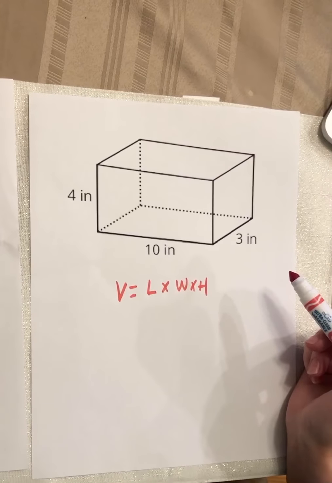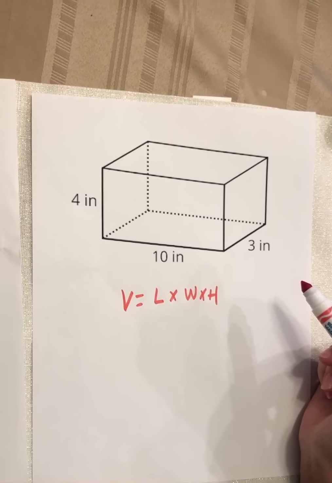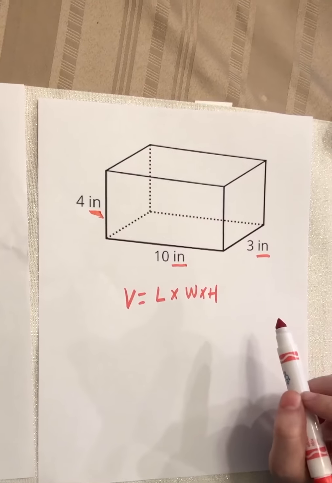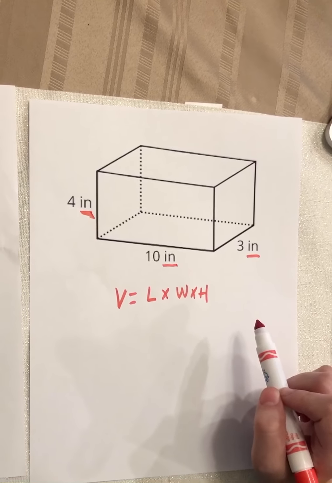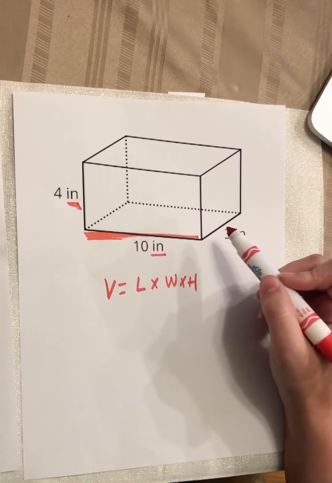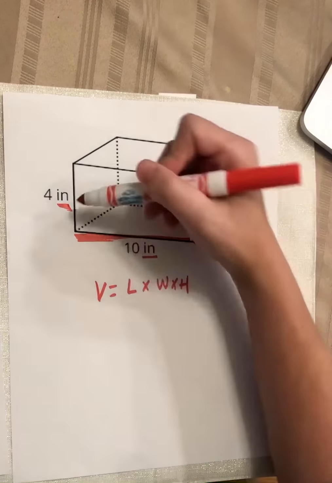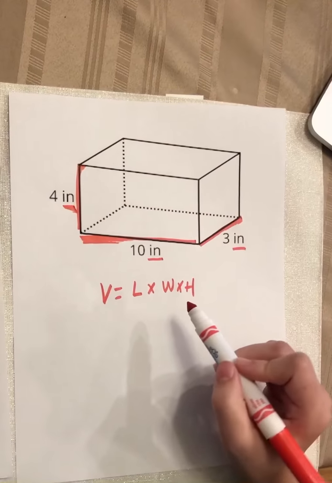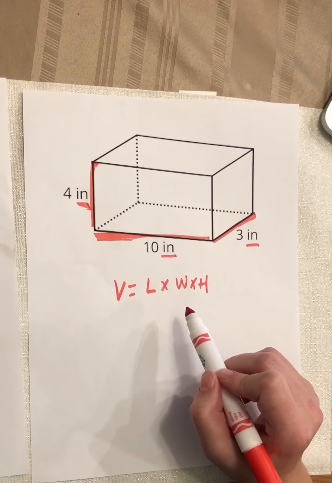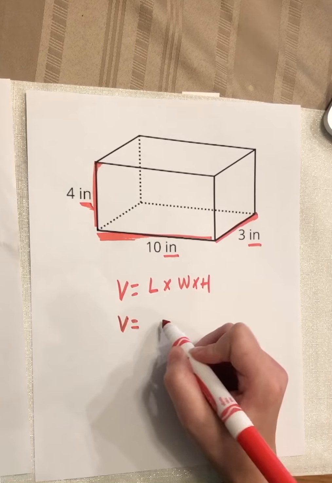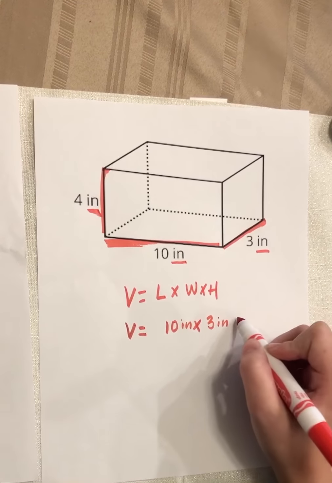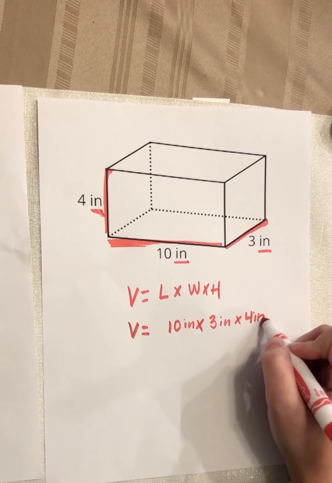What are the dimensions that we're measuring in? We are measuring in inches. Our length is 10 inches. Our width is 3 inches. And our height is 4 inches. So let's write out our formula using these dimensions. Our volume equals 10 inches times 3 inches times 4 inches.